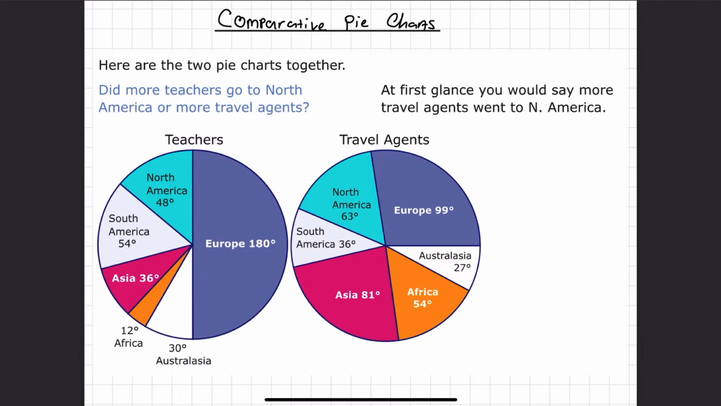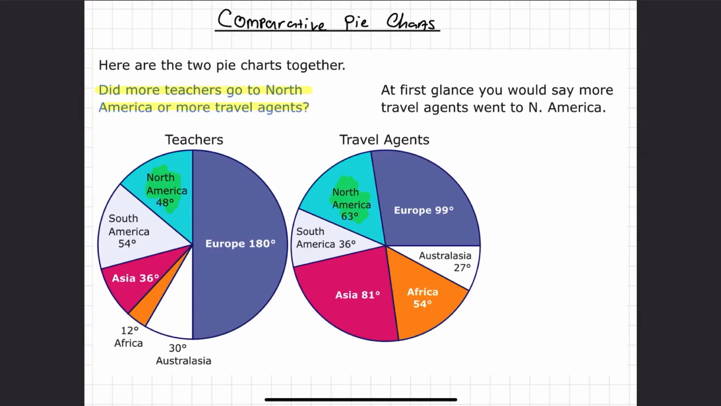The question we've been asked is, did more teachers go to North America or more travel agents? So what we're looking at is these sectors for North America. Now, at first glance, you would say more travel agents went to North America, because what you can see is that the area of this sector for travel agents is bigger than the area of this sector for teachers. So you would like to come to the conclusion that more travel agents went to North America than teachers.